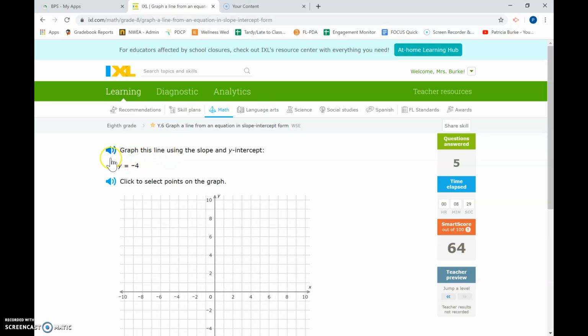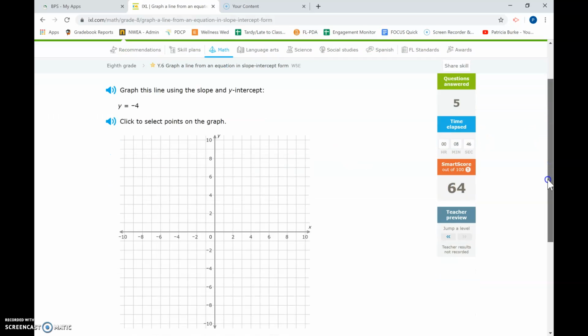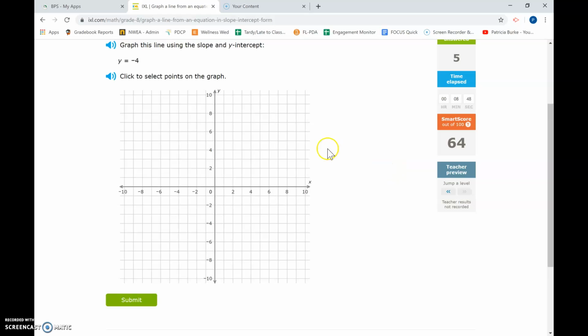Oh, look at that. Y equals -4. There's no x, and there's no b. So let's graph y equals -4 and see what that looks like.